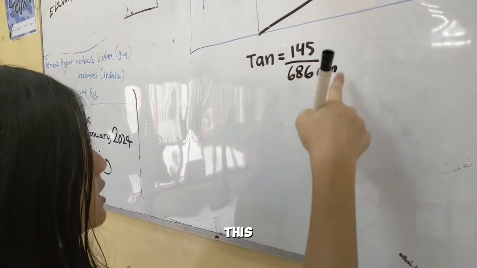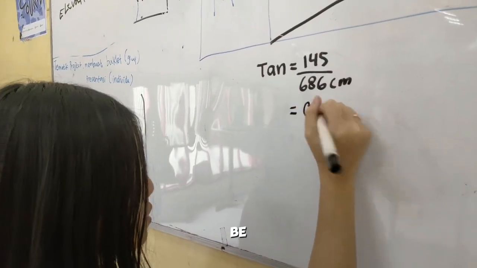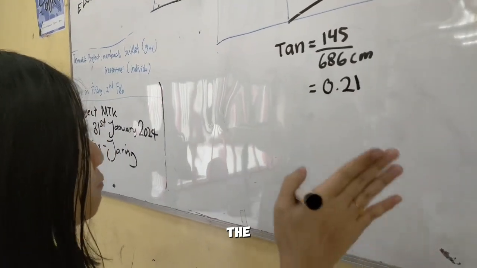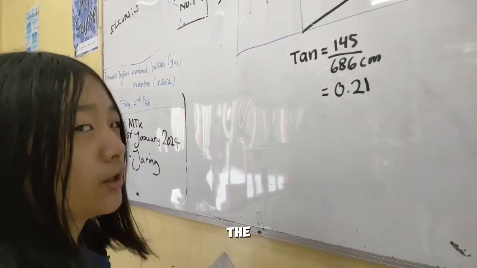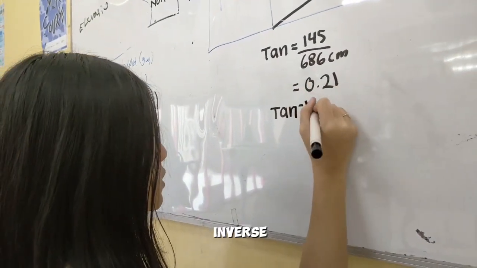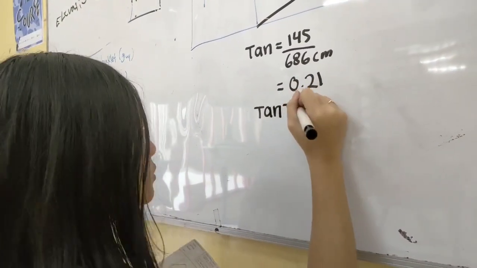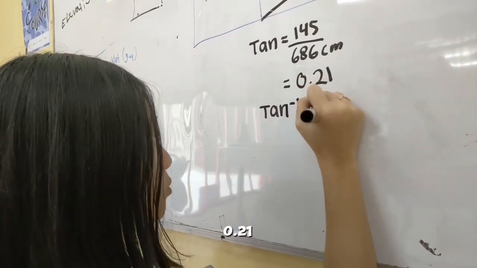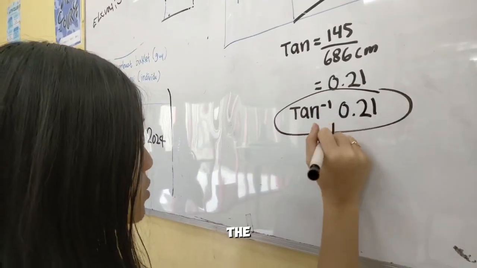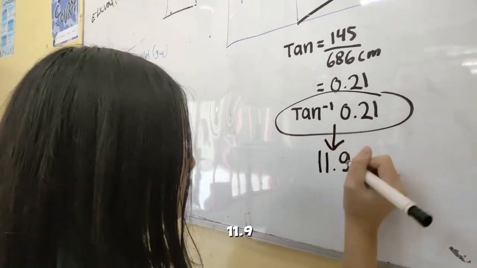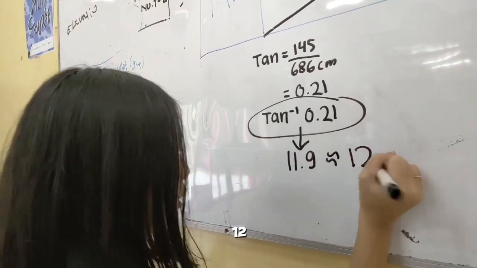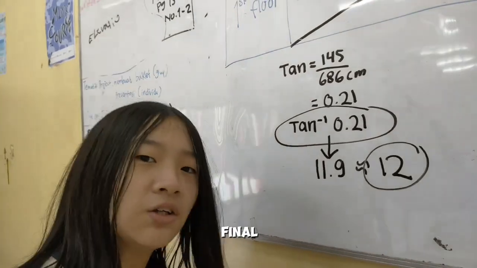Next, the answer of this is going to be 0.21. And then we want to find the angle. To find the angle, we use the tan inverse. So tan inverse 0.21, and from this we got the answer 11.9, and so we round it into 12. So 12 is the final answer.